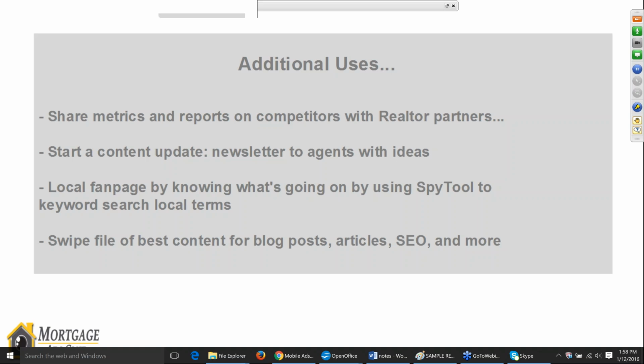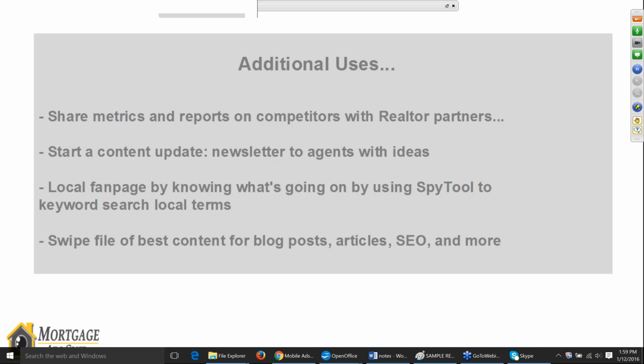Local fan page. Okay, guys, you know that I've always taught that you're going to get a lot more fans by setting up a fan page that is not just mortgage related, but city specific. So, hey, what's going on in St. Louis? What's going on in Chicago? What's going on in Atlanta, Georgia? Well, setting up those fan pages is great.